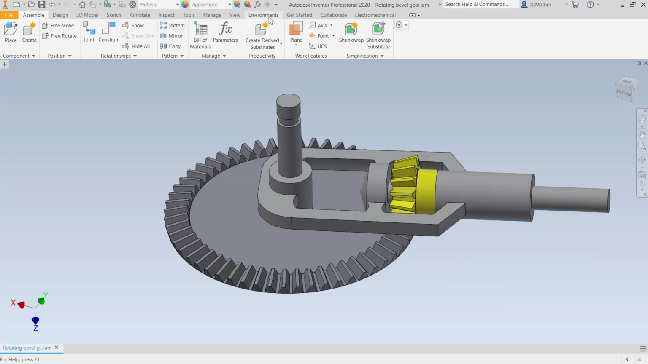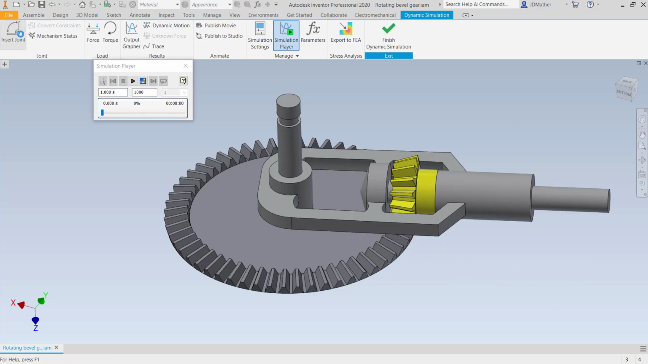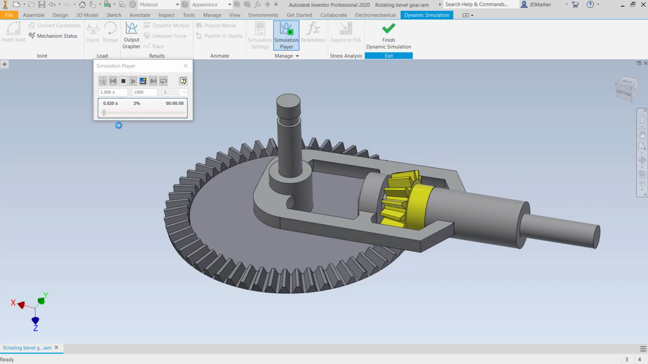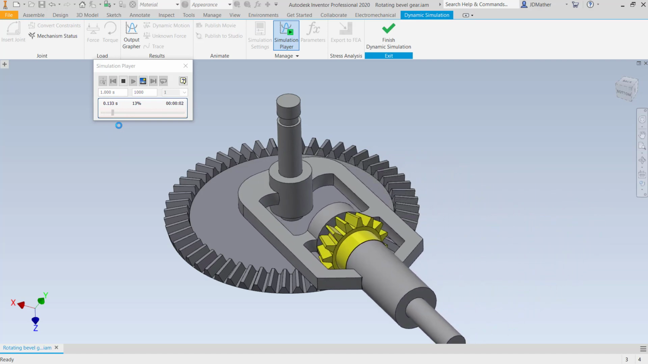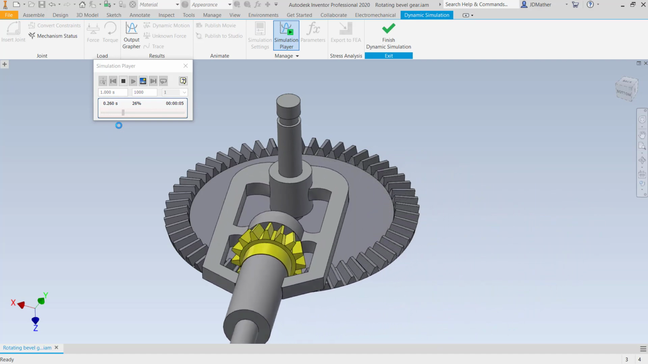And then in dynamic simulation, set up the appropriate joints, and then when I play this, it should walk its way around the bevel gear.